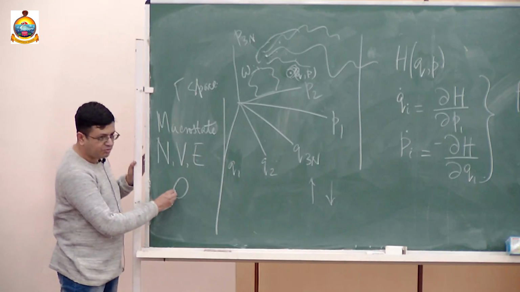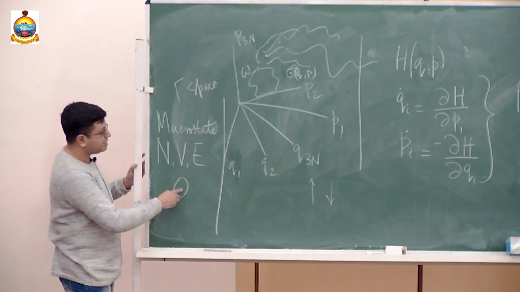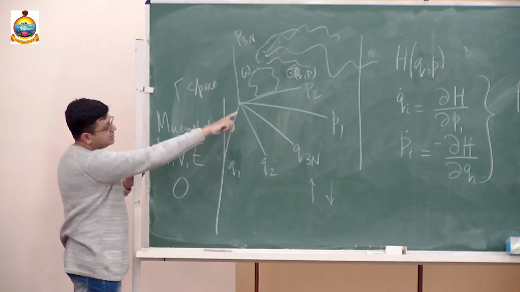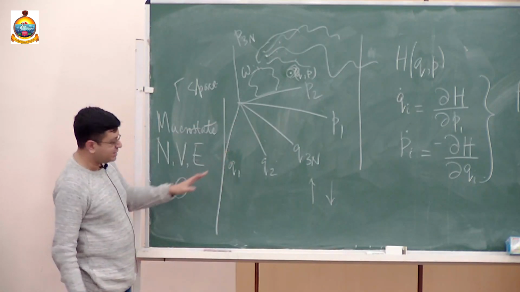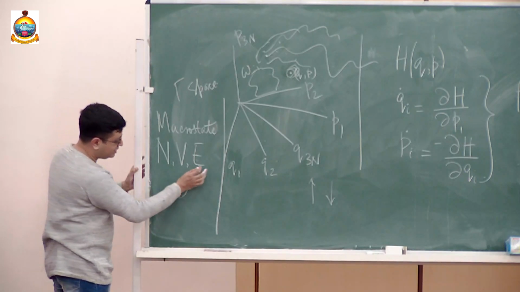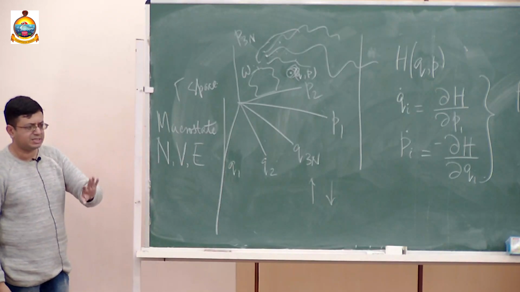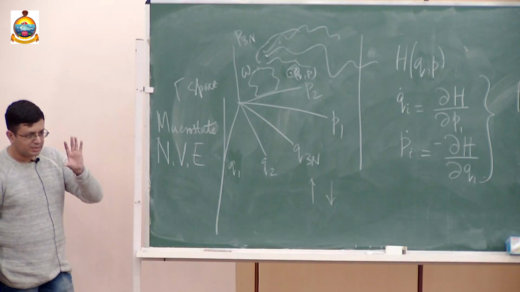It may so happen that there is an observable. I will come to that. How do you define an observable? So this observable is going to be a function of this 6N dimensional space, and that may have an average value that changes and so on, but I will come to that. So at the moment you forget about making a connection with experiments.